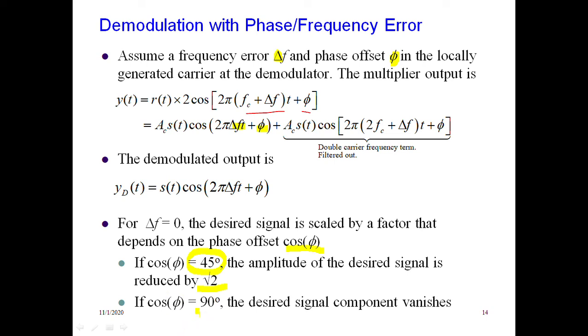If it is 90 degrees, it means the signal component vanishes, meaning very high error.